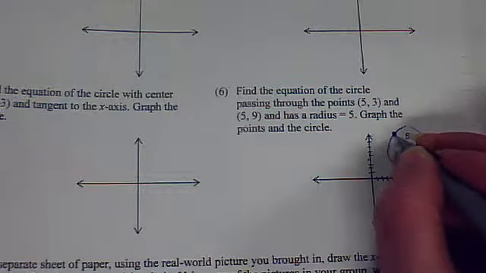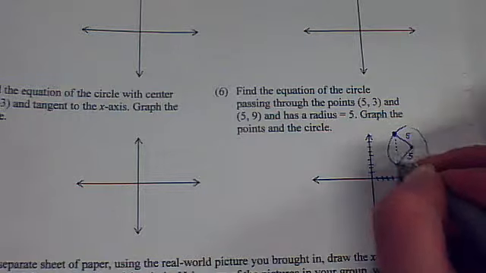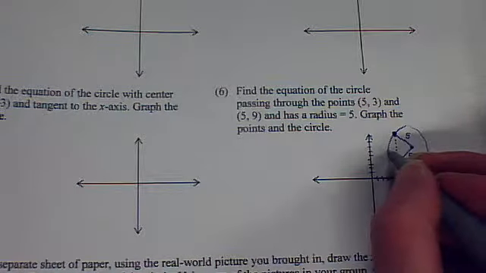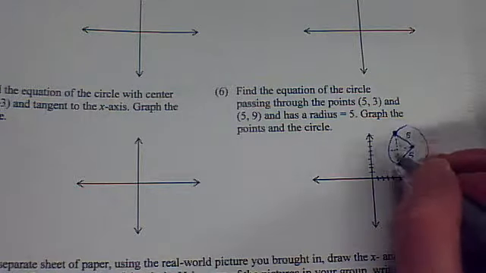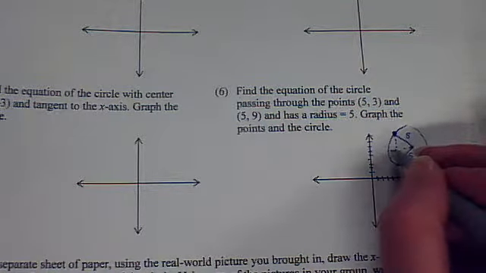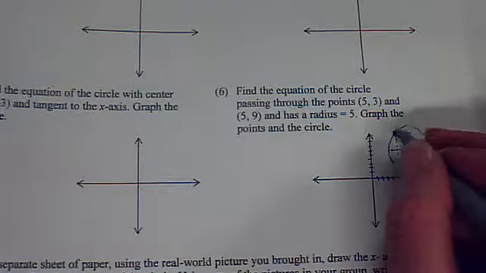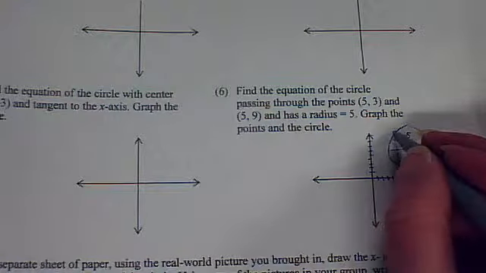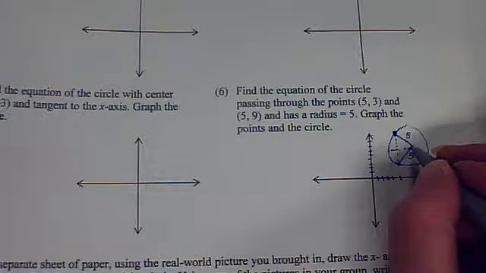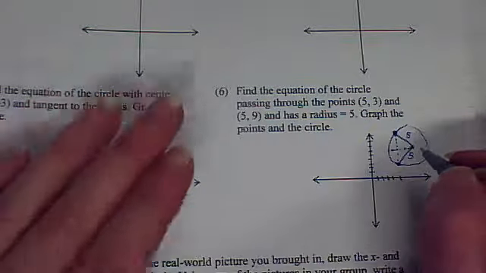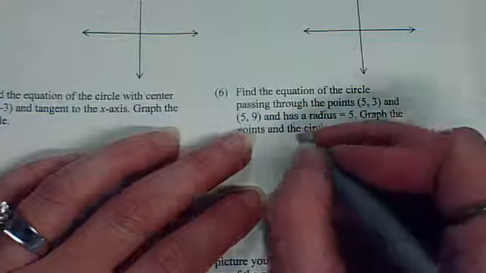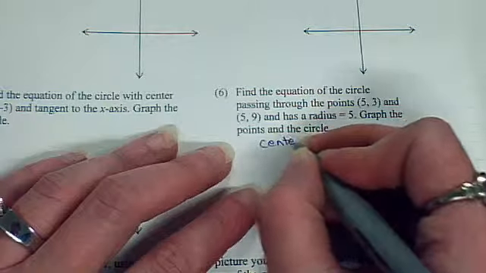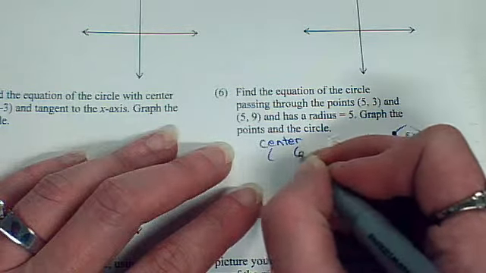Now one thing that's going to be really nice here, this chord, remember this is perpendicular, right? If this chord is straight vertical, then the radius to the center here is going to be horizontal. That's (5, 3), (5, 9). So my center, or at least the y coordinate of my center, has to be halfway between 3 and 9. So it's going to have to be 6. So my center is going to be something, 6.